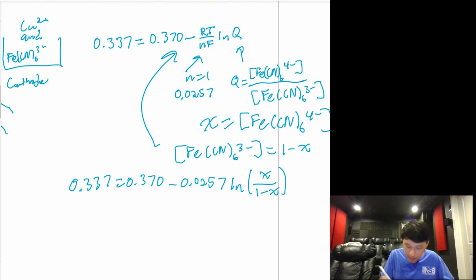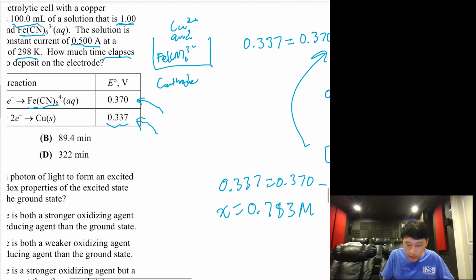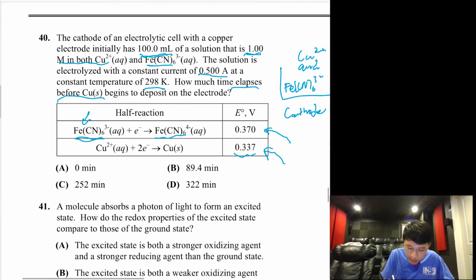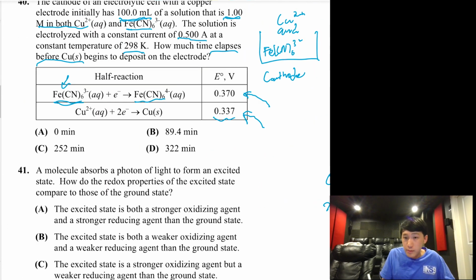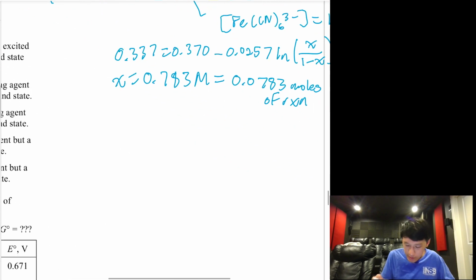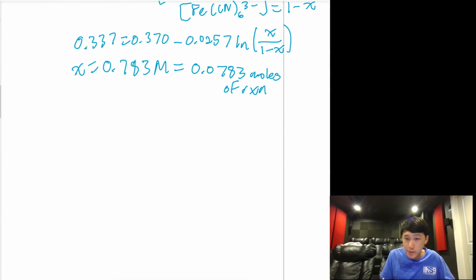If we solve for x, we get x is equal to 0.783 molar. In this case, we are working with 100 mL of solution, so 0.783 molar is equal to 0.0783 moles of reaction. We also know in this case that the moles of reaction is equal to the moles of electrons because only 1 electron is used per reaction. So we can use dimensional analysis to figure out how long this will take.